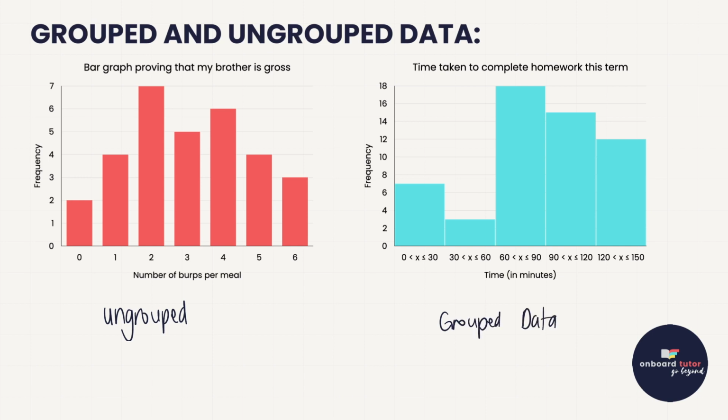Well, have a look at the x-axis. There are groups of 30 minutes per interval. And because those groups run onto each other, we don't want to have spaces between the bars. That's why you opt to go with a histogram there.